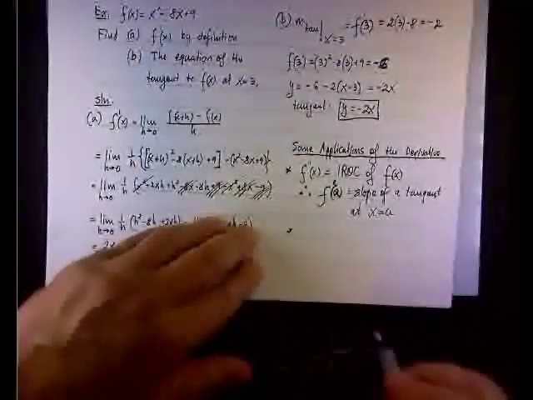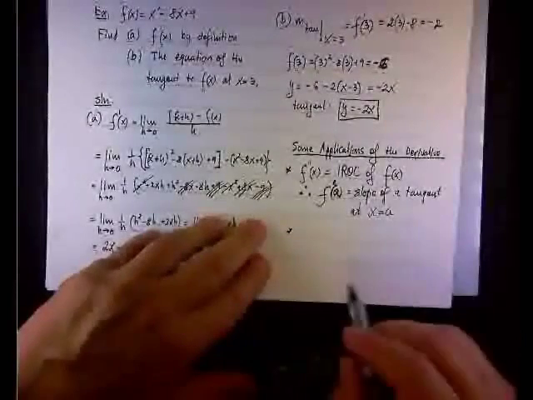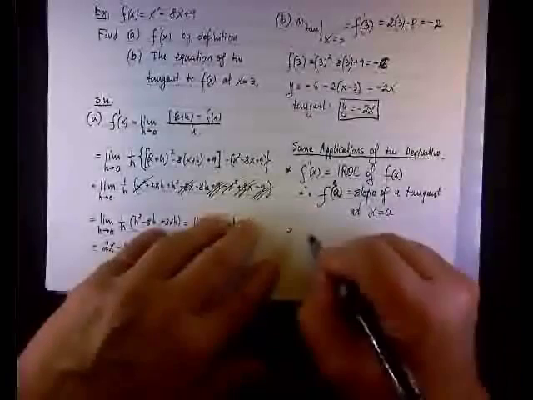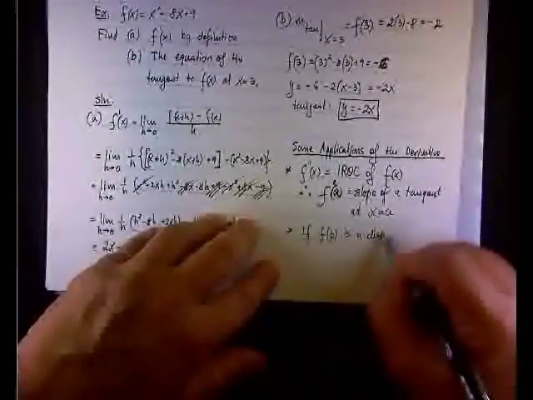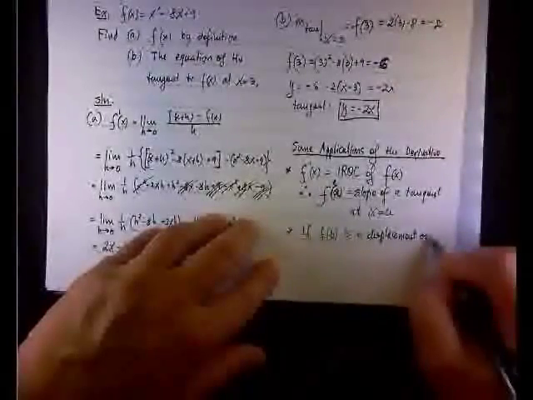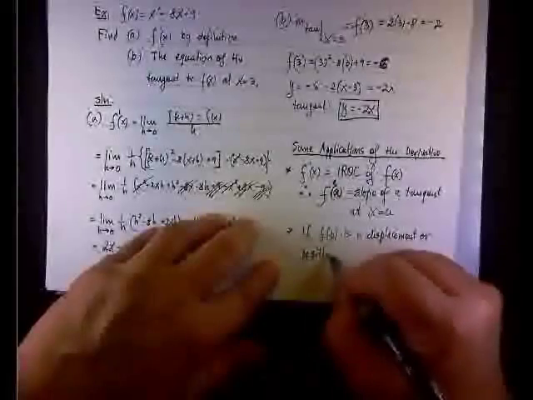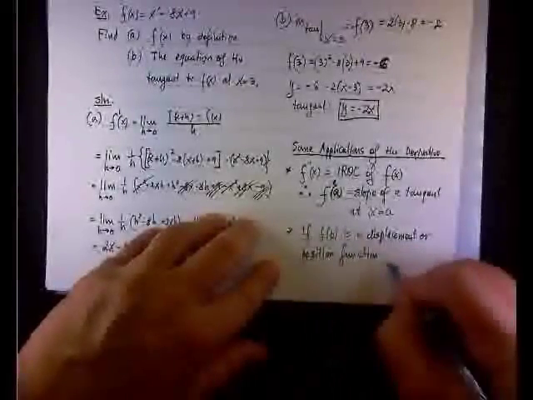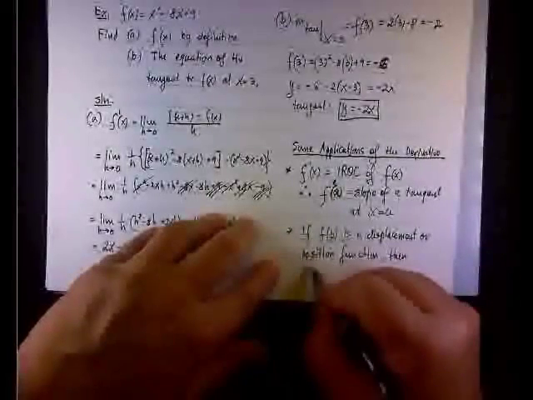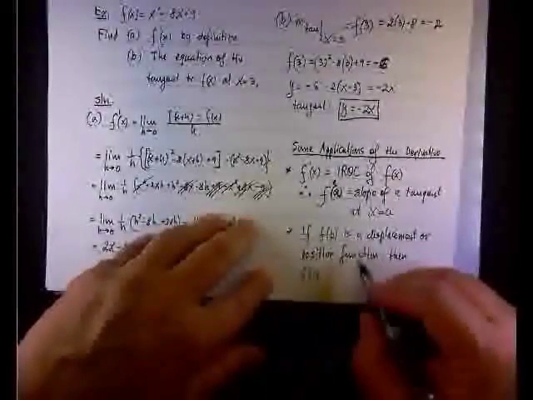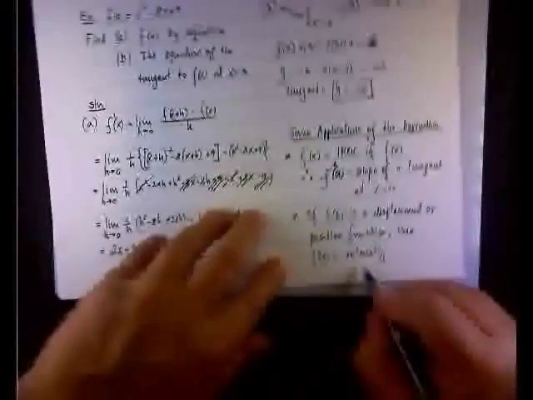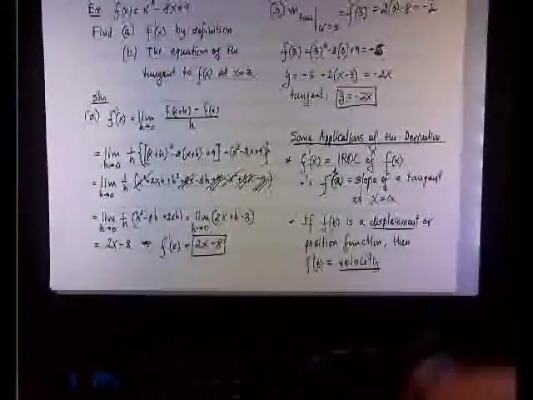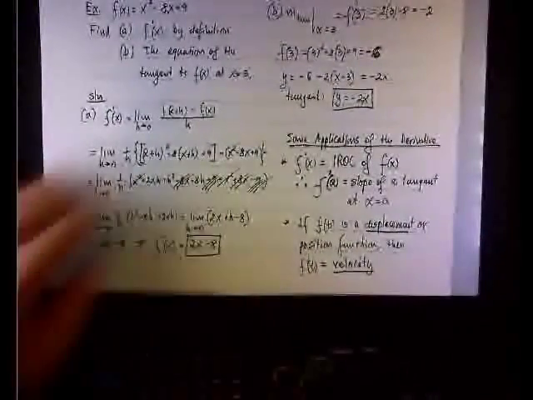The other point is, since we're talking about instantaneous rate of change, if f of t is a displacement or position function, then f prime of t is the velocity. Okay, so that's the other interpretation. I want to give you an example with a third interpretation that you may not be aware of.